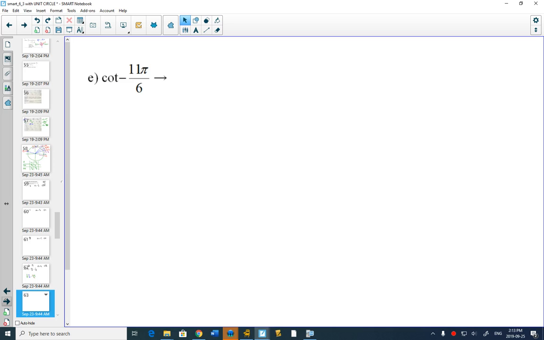Cotangent, negative 11 pi over 6. The easy thing, what's your reference angle? Pi over 6. You know that that's part of your pi over 6 family. What quadrant is negative 11 pi over 6 in? Okay. Quadrant 1. I'll give you a little bit of how I think about this and see if you like this logic of thinking.